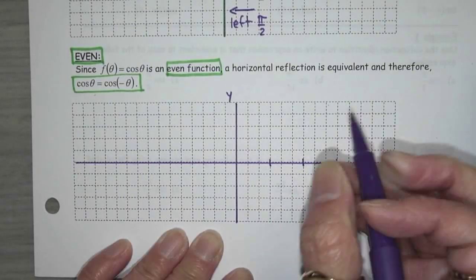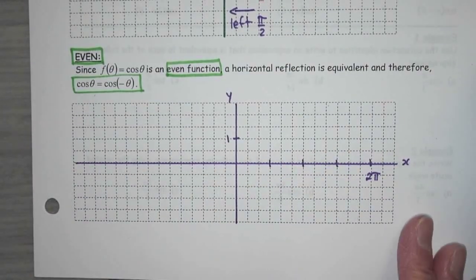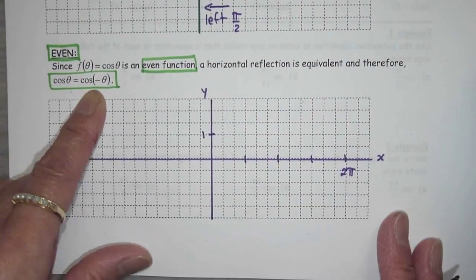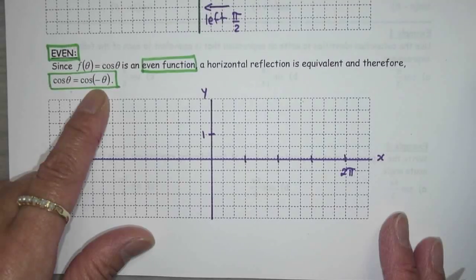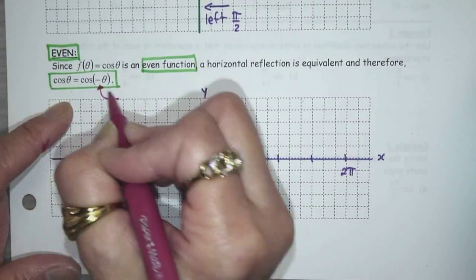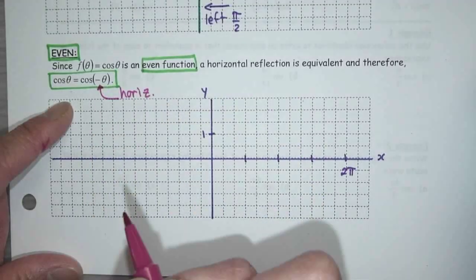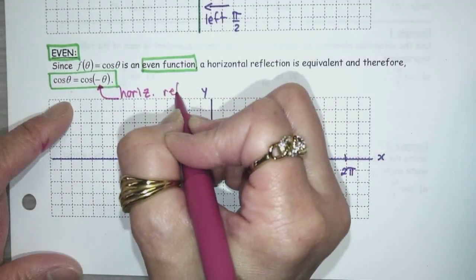you can do any domain you want. I'll just do the same just so we can picture it. I don't need to do anything else. If I gave you the cos function and I put a negative in the bracket, that negative here would mean horizontal reflection. Does that make sense?